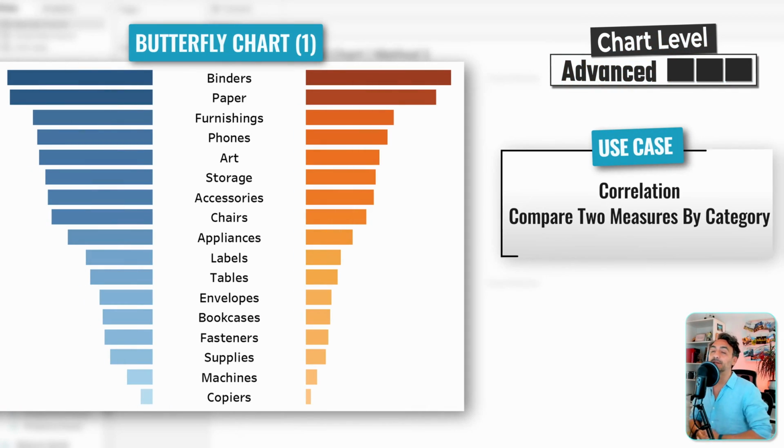Alright, now we have the butterfly chart, or we sometimes call it the tornado chart. It is a great chart in order to analyze two different measures by a specific dimension. So for example, if you want to compare the number of customers with the number of orders by the category, then the butterfly chart is your chart.